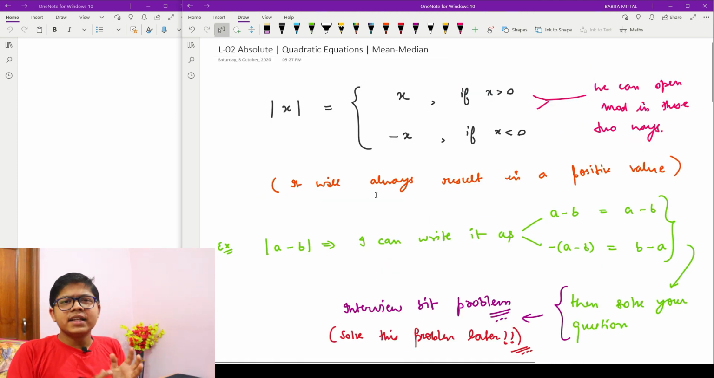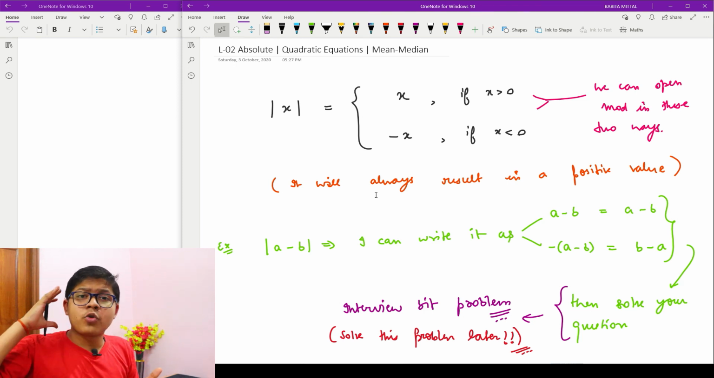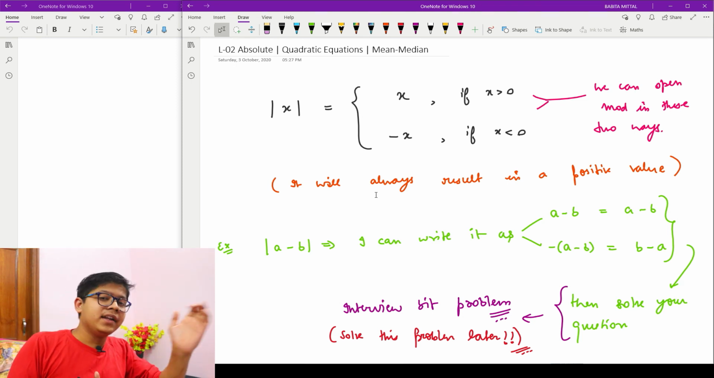Now let us see what is absolute, what is mod, and what are quadratic equations, and the mean and median formulas.